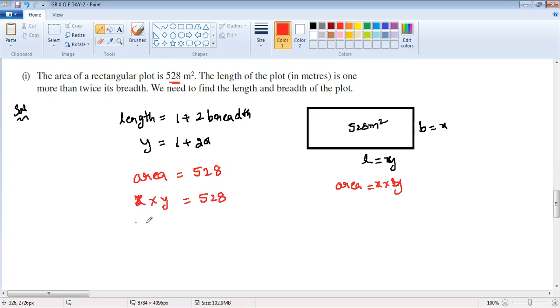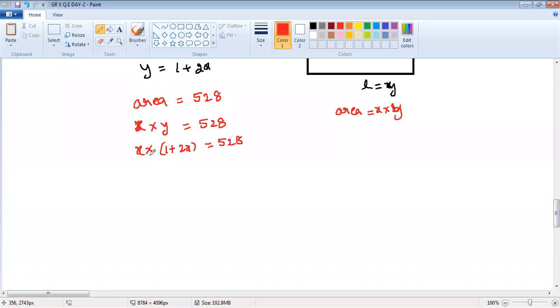Then x is as it is. y stands for 1 plus 2x, which is 528. You may ask me, sir, can I write x in terms of y? No problem, you can. We need a quadratic equation in the form of ax square plus bx plus c equal to 0, or ay square plus by plus c equal to 0. Anything is possible. Now open the bracket: 2x square plus x. Then carry this 528 to this side, so minus 528 is equal to 0, which is also in the form of ax square plus bx plus c equal to 0. So that is the representation.